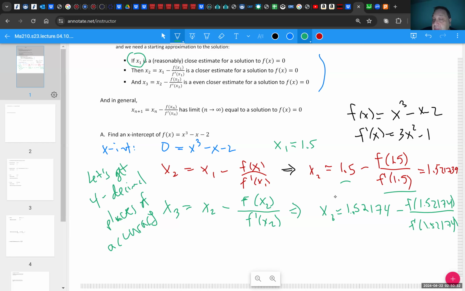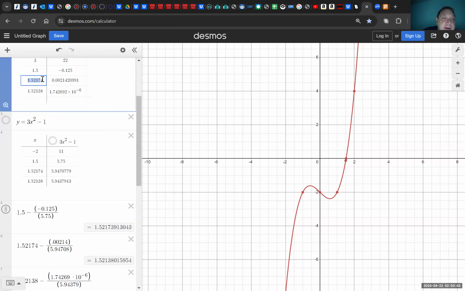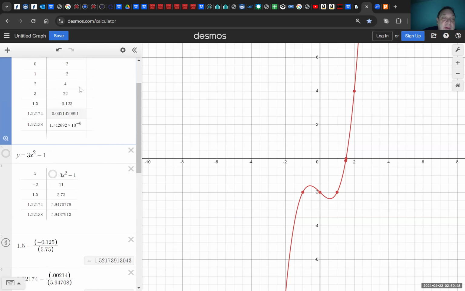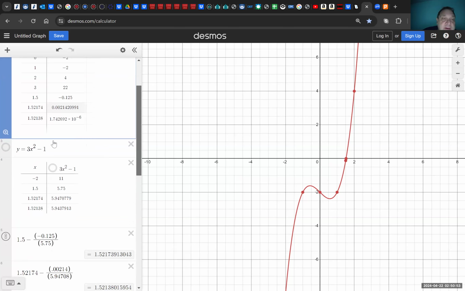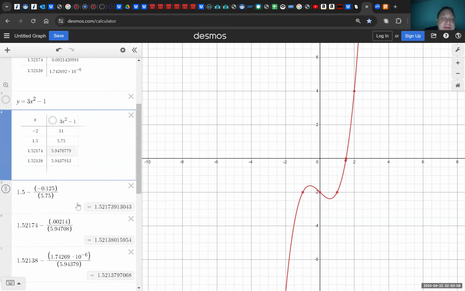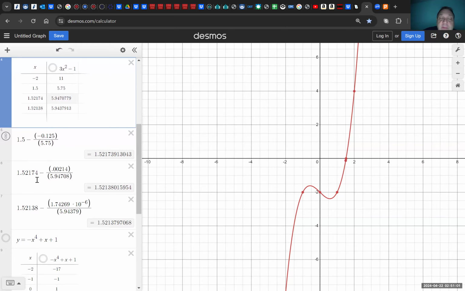So now I have to take this x number, 1.52174. I have to find the value of the function, the value of the derivative, divide those two. It's the same formula. So let's see if I did that ahead of time. So here's the value right here, 5 decimal places, 1.52174. Here's the function value, just to remind you, up here, 0.0021. And here's my derivative at 1.52, and I get 5.947. So I just put that into my formula. Here's my 1.52174 number. Here's the function, here's the derivative, and I get 1.5213, stuff like that. So 1.52138.